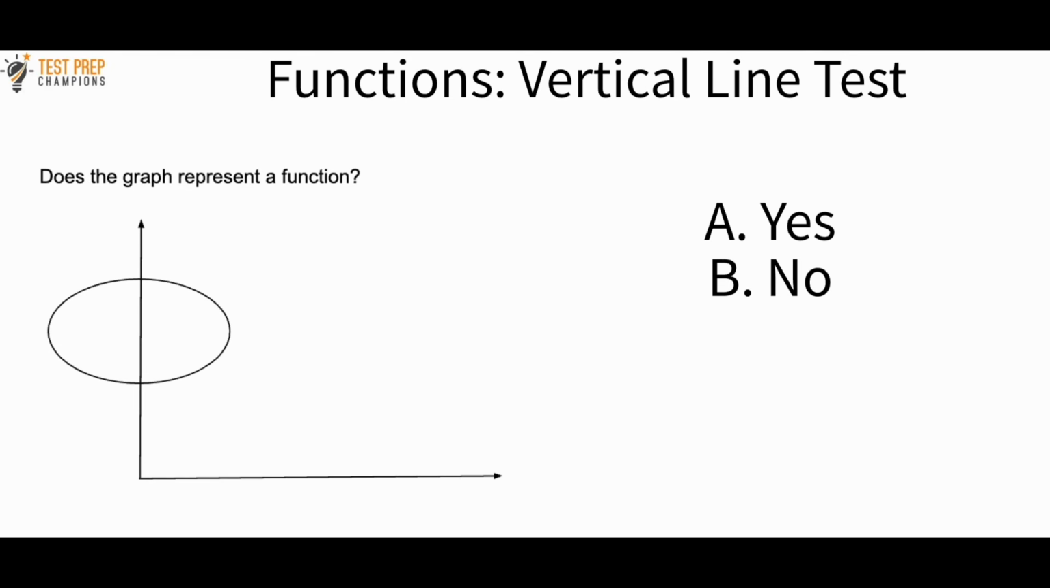So remember, to figure out if a graph represents a function, we can use the vertical line test. Now, if a vertical line touches the graph more than once, we know it's not a function. And if a vertical line touches the graph just once, we know it is a function. So in this case, if I draw my vertical line, I see that it touches the graph more than once, right? It's going to touch here and it's going to touch down here. So in this case, the answer is B, no, because if a vertical line touches the graph more than once, we know it's not a function.